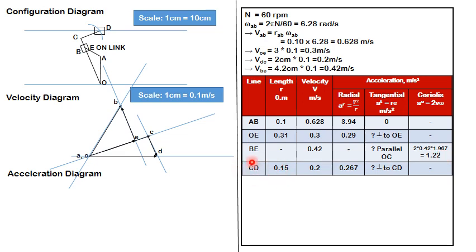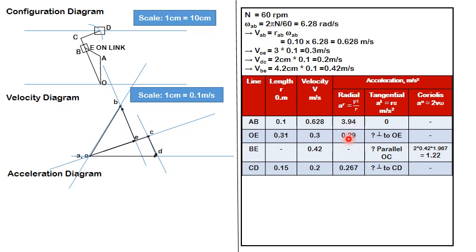Now link CD. For link CD, the length is given, velocity is given. We already calculated this velocity also, and the radial component of acceleration is given by this formula. And again, the tangential component will be perpendicular to this link CD, and its magnitude is unknown to us. So this data is sufficient to draw the acceleration diagram. So just go through these values and set an appropriate scale. If you see, the maximum one is 3.94 and others are very small ratios here.